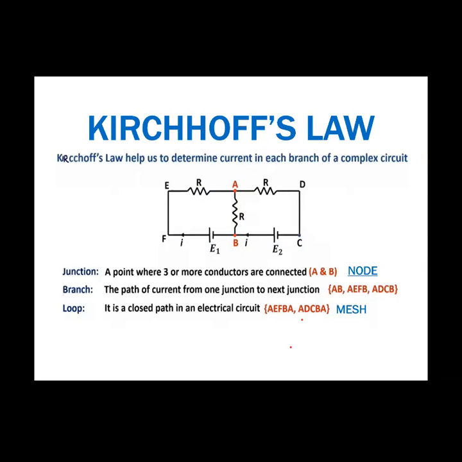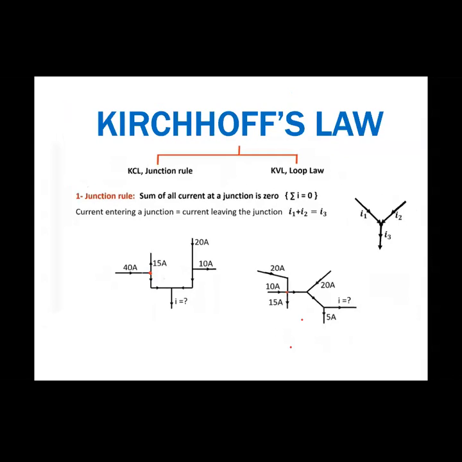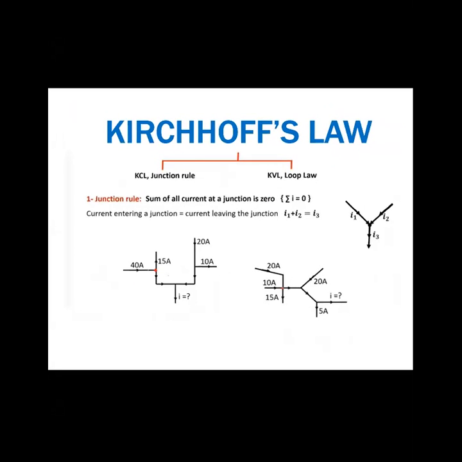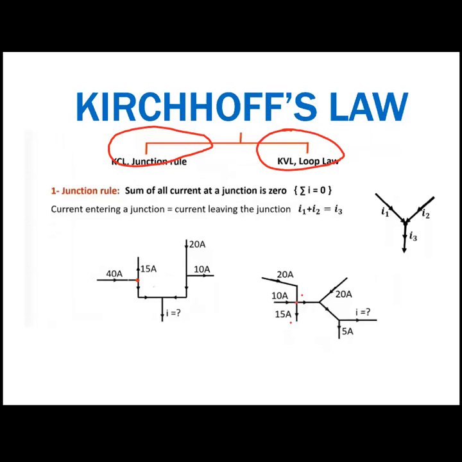Okay. Next, let's talk about Kirchhoff's law. There are two laws in this. First is KCL. KCL is Kirchhoff's current law, which is also known as junction rule. And second is KVL, which is Kirchhoff's voltage law, which is also known as loop law. Right, children? So let's start with the junction rule first.